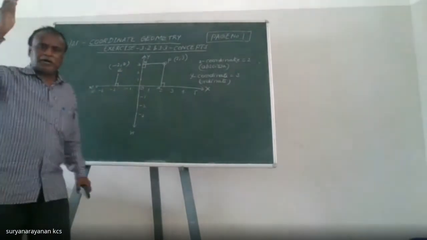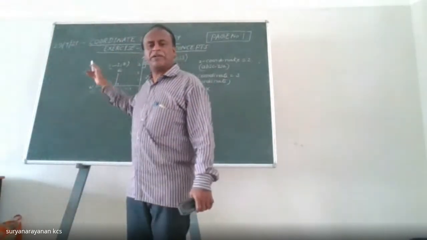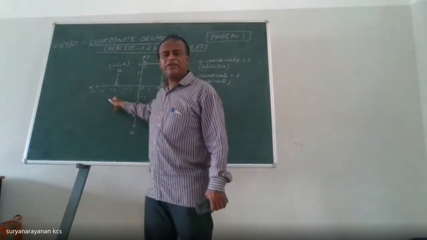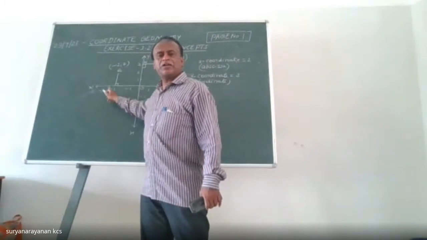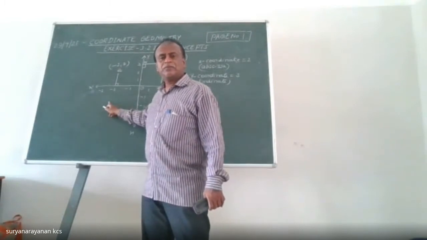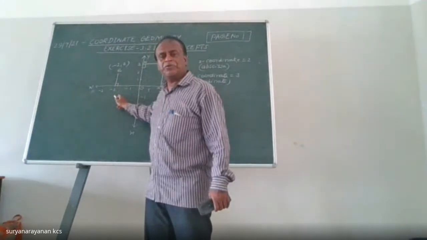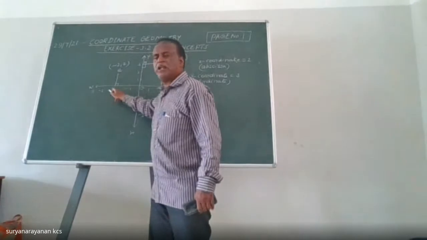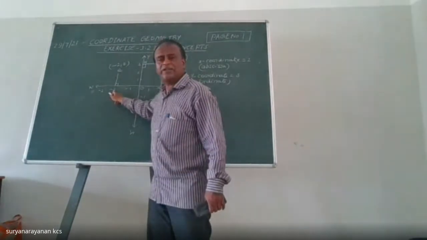First we draw a perpendicular line from the given point on the x-axis. Then we have to identify at which number on the x-axis this line meets. We have to find that number. Here this perpendicular line meets the x-axis at -2.